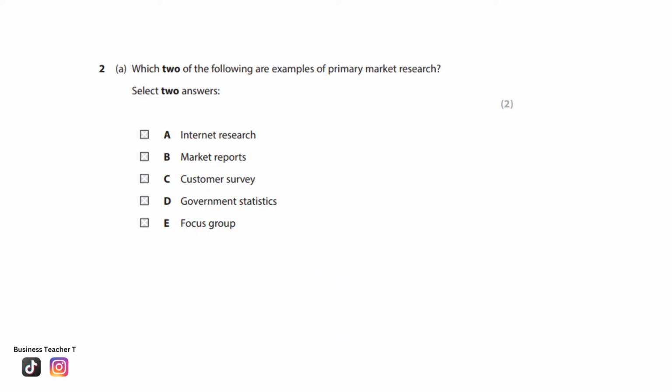Which 2 of the following are examples of primary market research? Select 2 answers. Internet research, market reports, customer survey, government statistics, focus group. And the answers are customer survey and focus group.